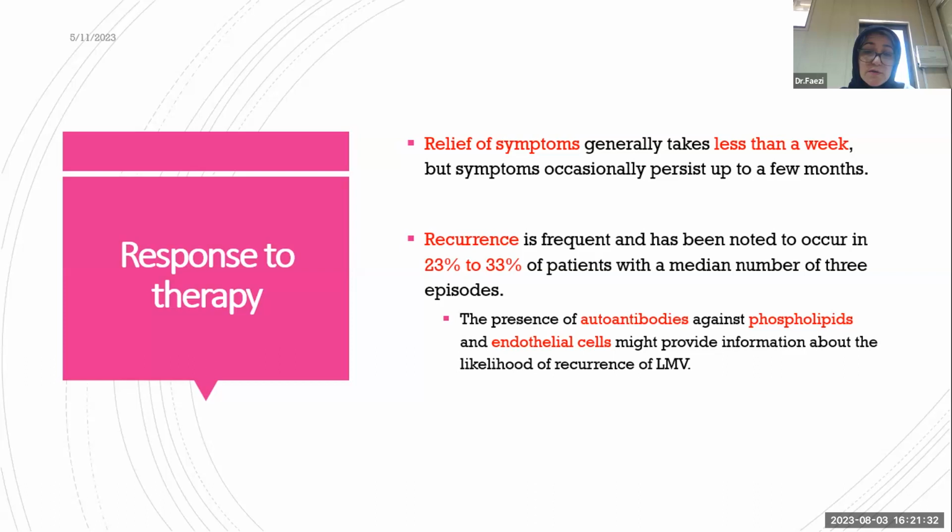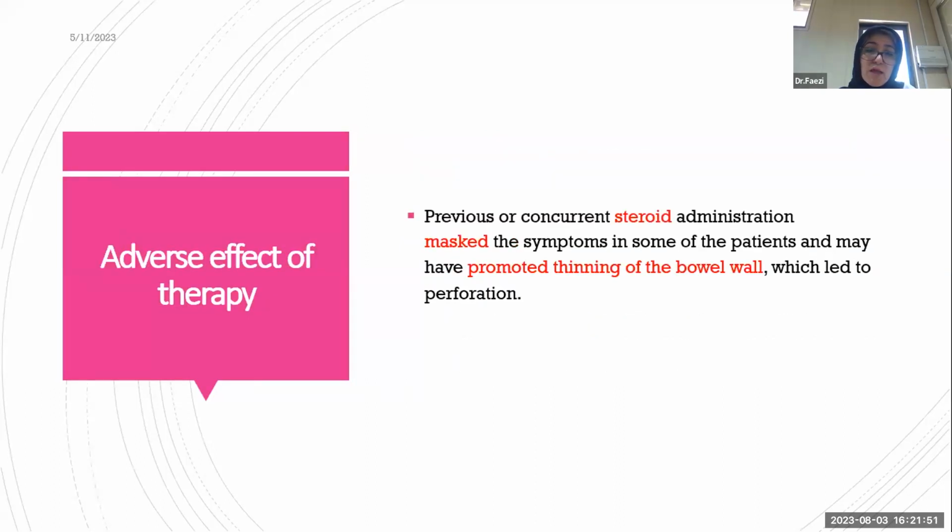And there are reports of recurrence of the vasculitis in around 30% of patients, and the presence of autoantibodies against antiphospholipid and endothelial cells can increase the rate of recurrence in these patients. And there are some reports that previous steroid administration can mask the symptoms in some patients, and it may promote thinning of the bowel wall, which led to perforation. I don't know about the pathogenesis of this side effect.